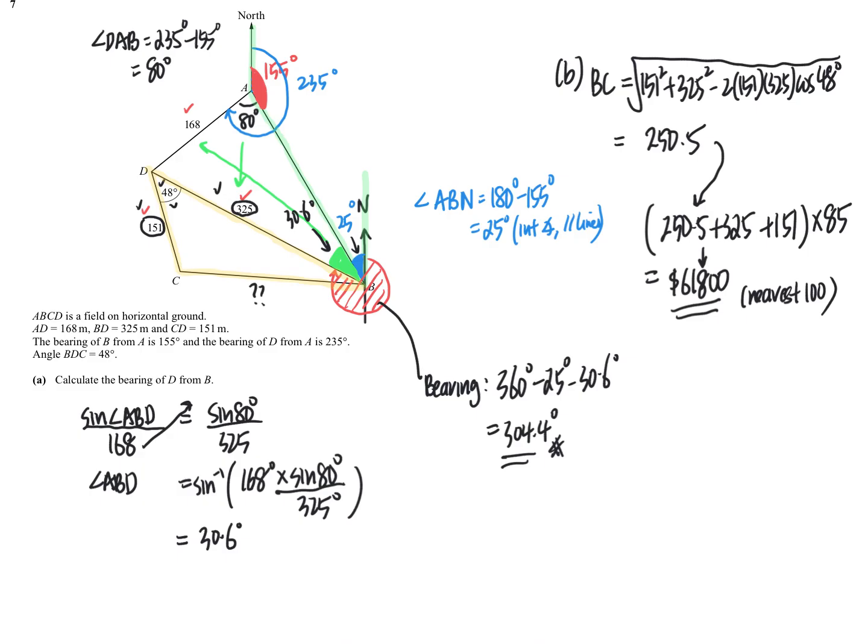250.501, 325, 151. You find wrongly lah. So the method is correct, just the answer is wrong. Okay? Next one is the cuboid one.